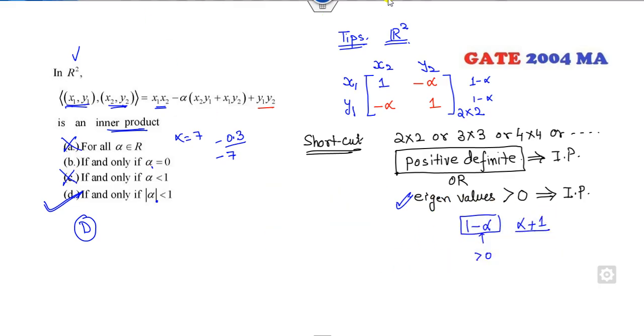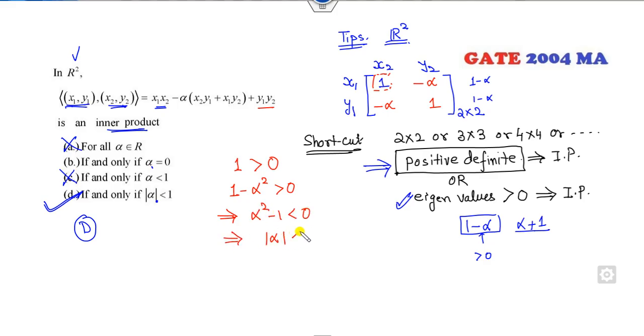Then the second method is, you can think about positive definite. What is the meaning of positive definite? The first value, 1, should be positive. Second is the determinant of this. The determinant is 1 minus alpha square, which should be greater than 0. So what is the meaning of that? Alpha square minus 1 should be less than 0. What is the meaning of that? Mod alpha strictly less than 1 is the condition for that.